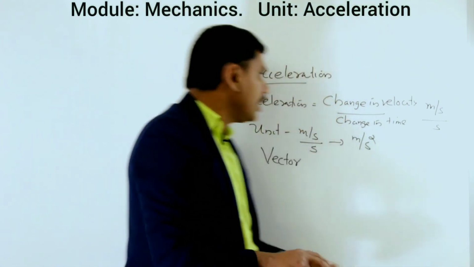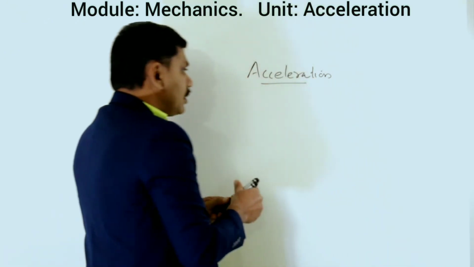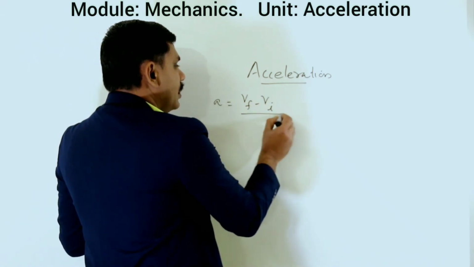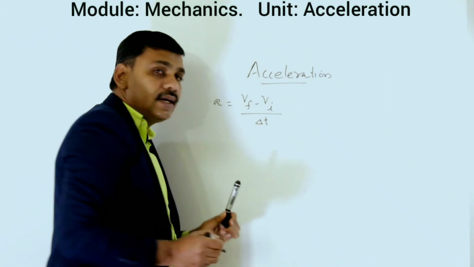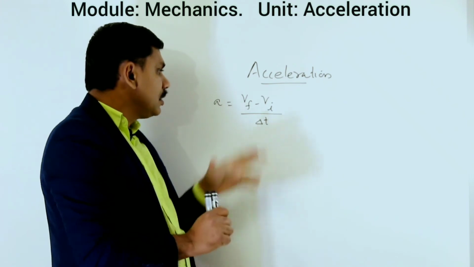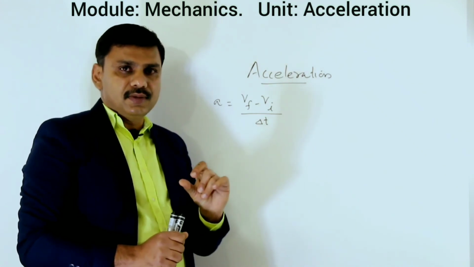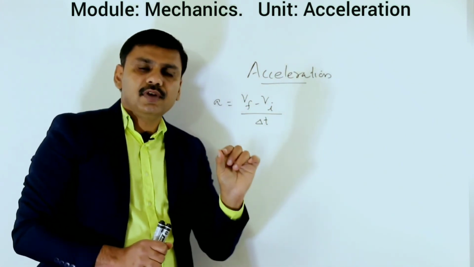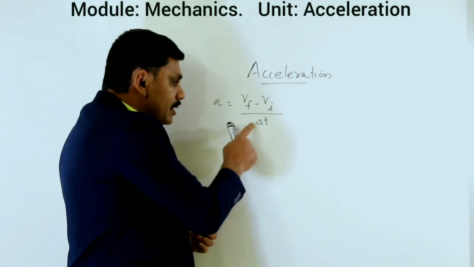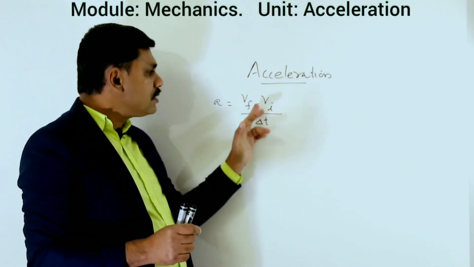Then there are three types of acceleration. Acceleration is normally represented by a. Change in velocity is Vf minus Vi, and change in time is represented by delta t. Vf is the final velocity and Vi is the initial velocity, so change in velocity means final velocity minus initial velocity. This symbol is delta. Delta stands for change.